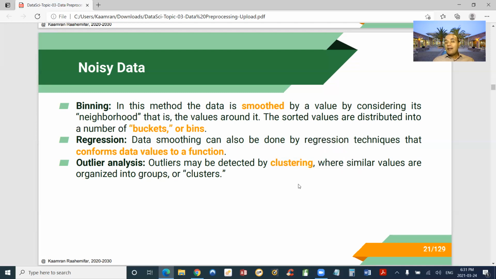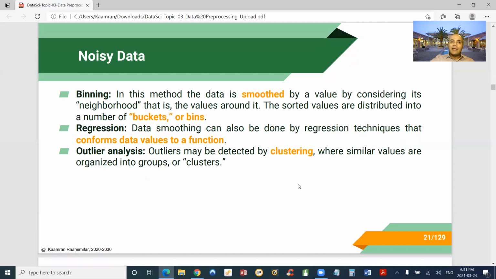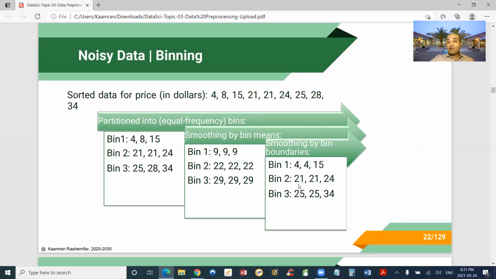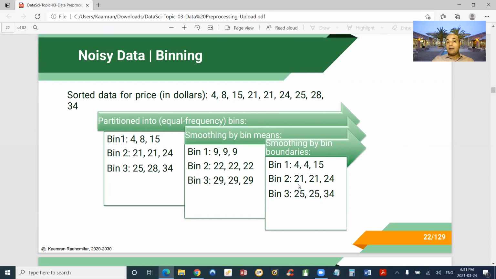So clustering can happen because of the attributes, the set of rules that you have actually accepted. We are going to talk about the binning first, and then regression, and then we talk about the clustering.